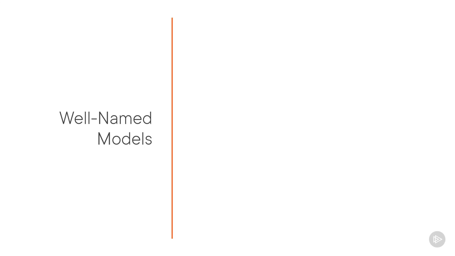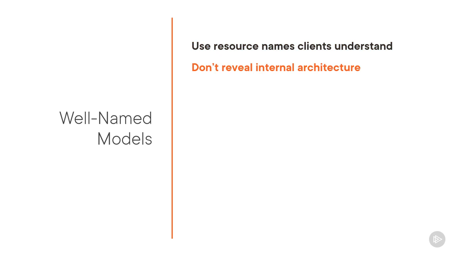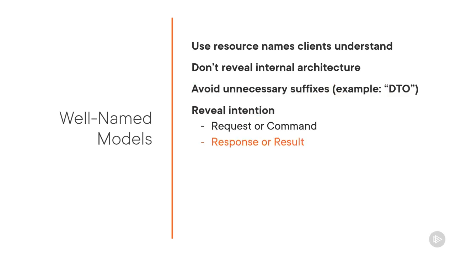When we talk about well-named models, they should use resource names that clients understand, not internal names if there's a difference. They shouldn't reveal internal architecture, such as database concerns. They should avoid unnecessary suffixes, like DTO. It's okay in your C# code if you want to refer to a certain model as a DTO, but don't let that be exposed to the client of your API. Models that do not map directly to resource representations may use suffixes that can help to make their intent more clear, such as request, command, response, or result.